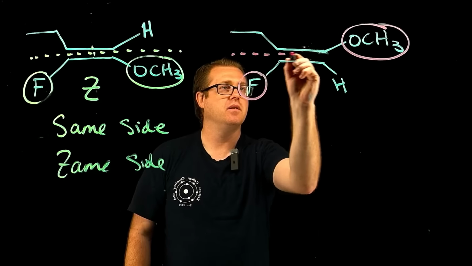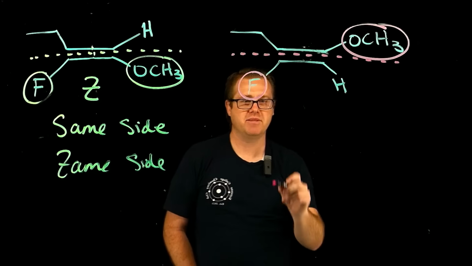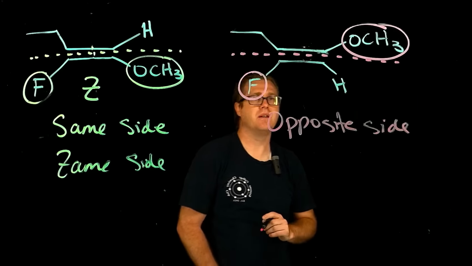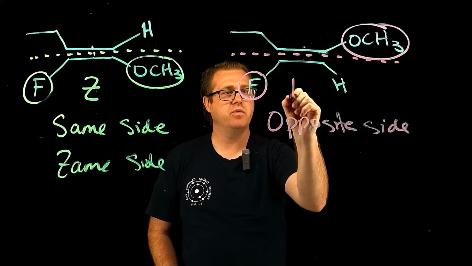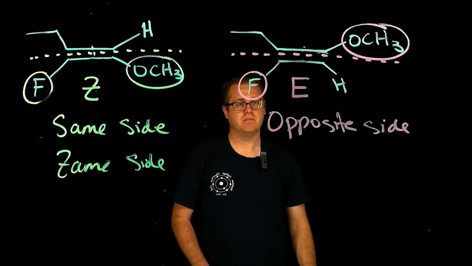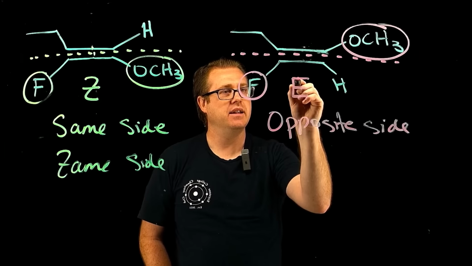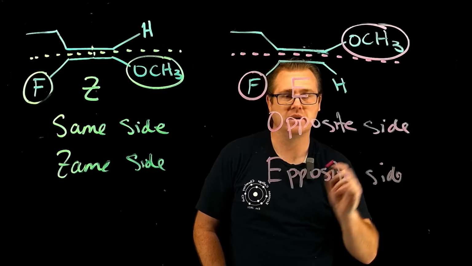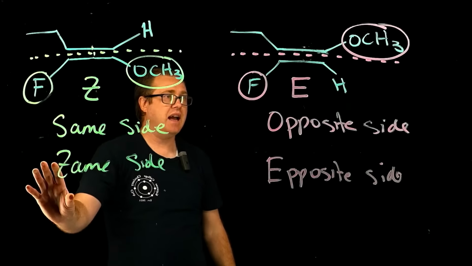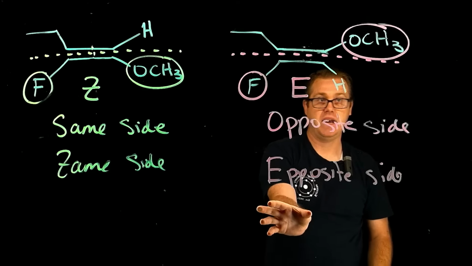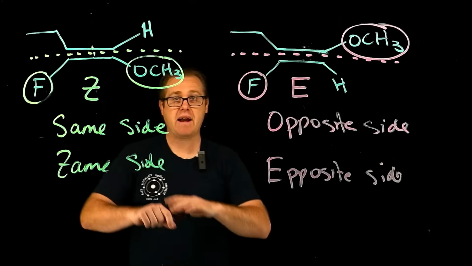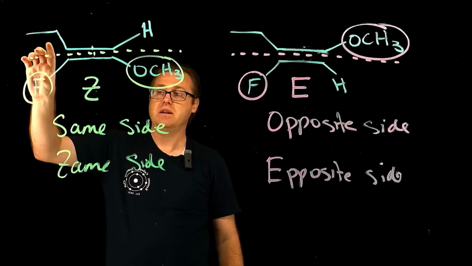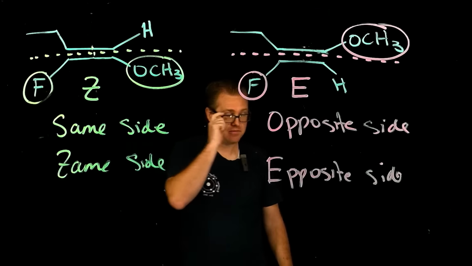Now what do we see? They are on opposite sides. And when they're on opposite sides, we call that an E alkene. And yes, this is corny, but that stands for opposite side. So we have the Z for the same side, and the E for the opposite side. And so we scrap the cis-trans classification when we have tri or tetrasubstituted alkenes.